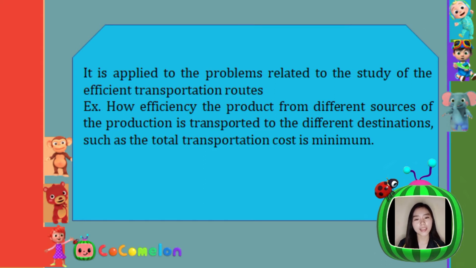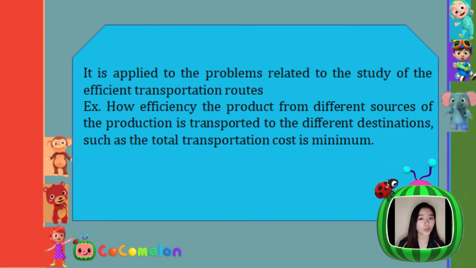For example, how efficiently the product from different sources of production is transported to the different destinations, such that the total transportation cost is minimum. So if you've only got limited resources at your disposal, then it's helpful to calculate how best to maximize those resources, whether that's time, money, or space.